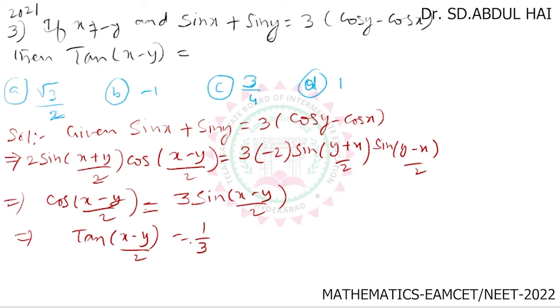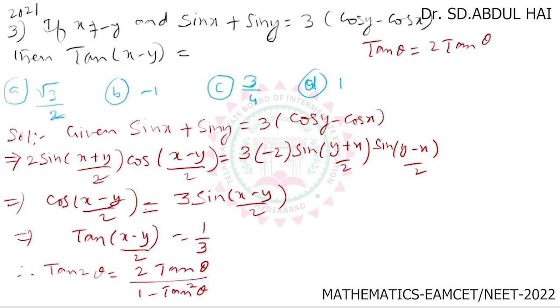We know that tan 2 theta is equal to 2 tan theta by 1 minus tan square theta, right? Therefore, I am writing the basic formula: tan 2 theta is equal to 2 tan theta divided by 1 minus tan square theta. Okay? So, if I want to convert it in terms of some multiple, this becomes tan theta is equal to 2 tan(theta by 2) whole divided by 1 minus tan square(theta by 2).